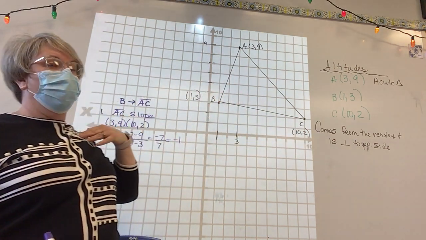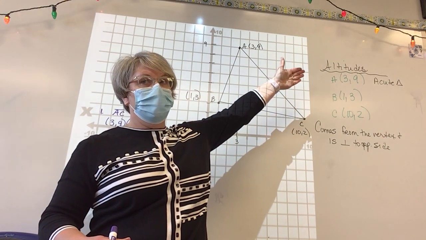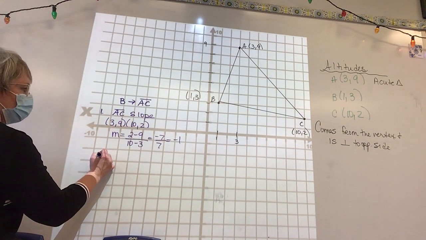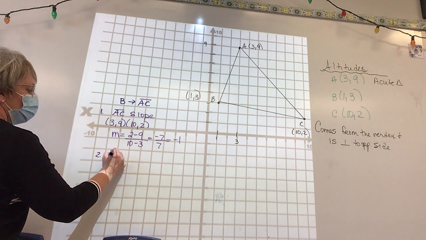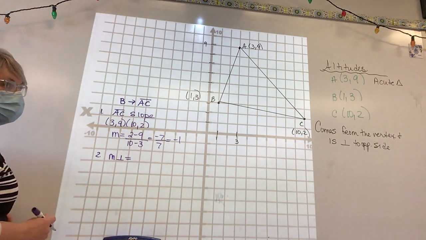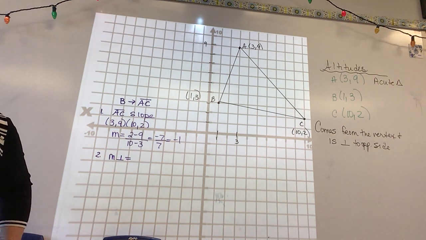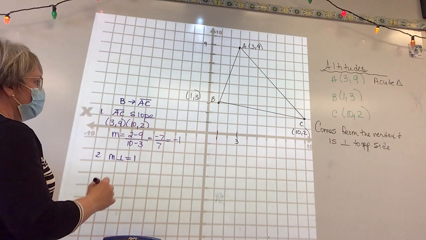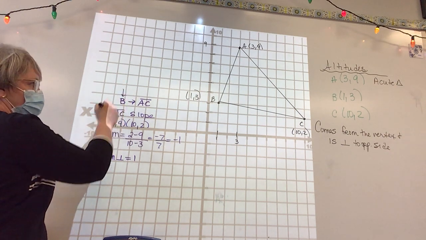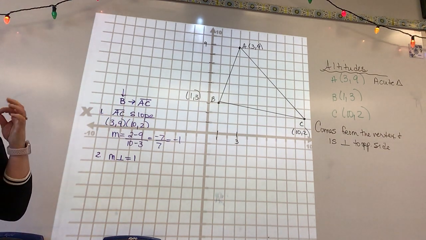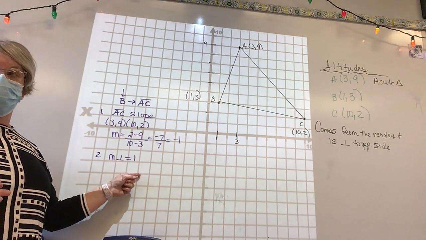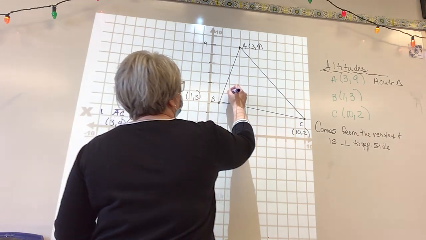Now, if I'm going to be perpendicular coming at it, I don't want the same slope. I want what kind of slope then? Yeah, you want the perpendicular slope. And the perpendicular slope to negative 1, someone just yelled what? Positive 1. So from B, you're going to use your positive 1 slope. So up 1 over 1.